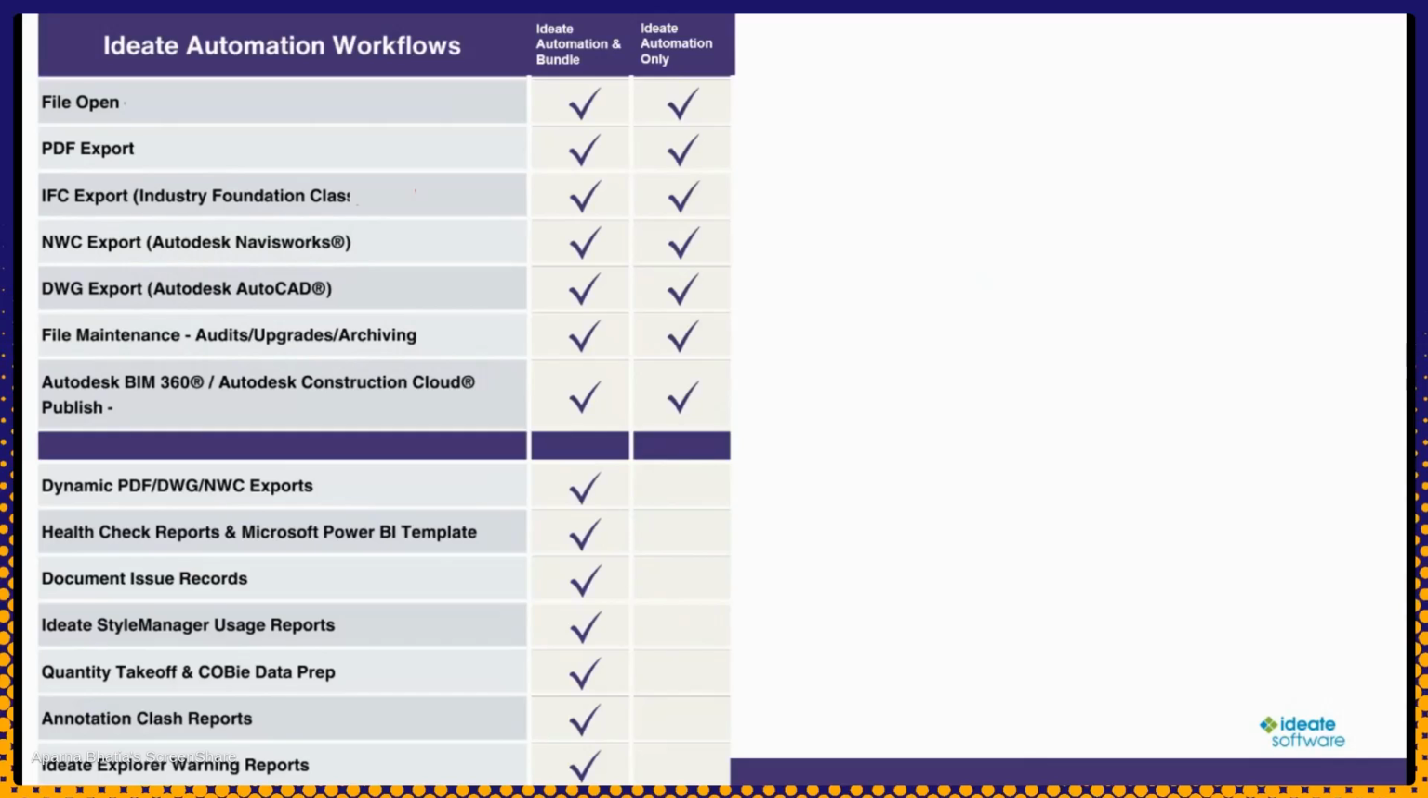The top part of the chart shown here shows some of the popular Ideate Automation tasks that you can do. You can test drive yourself with the trial version. And on the lower portion are some of the more advanced tasks that require the use of not only Ideate Automation, but also other Ideate software products such as BIMLink.